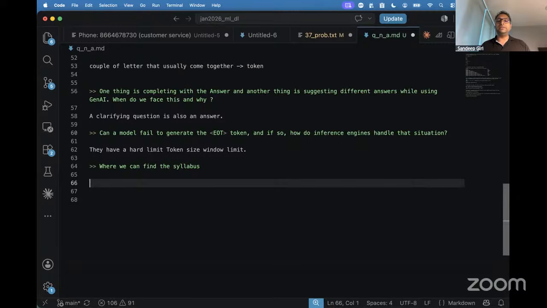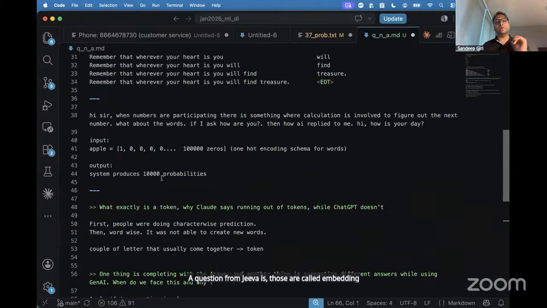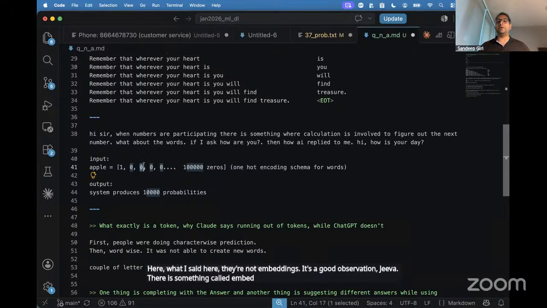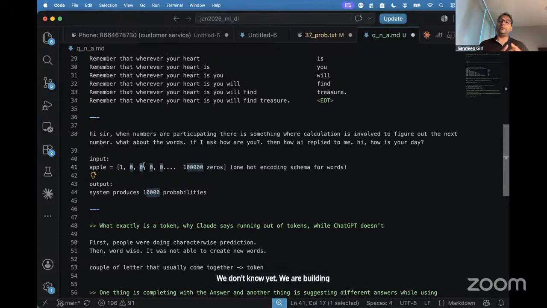A question from Jiva is, those are called embeddings. What I said here, they're not embeddings. It's a good observation, Jiva. There is something called embeddings, which is basically an array of numbers. Here, it's called one hot encoding because we don't know yet. We are building the model. We don't have any model, right?